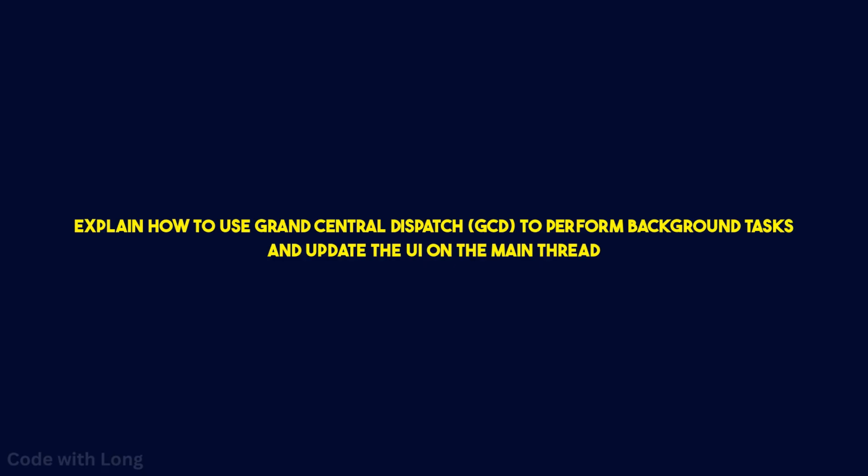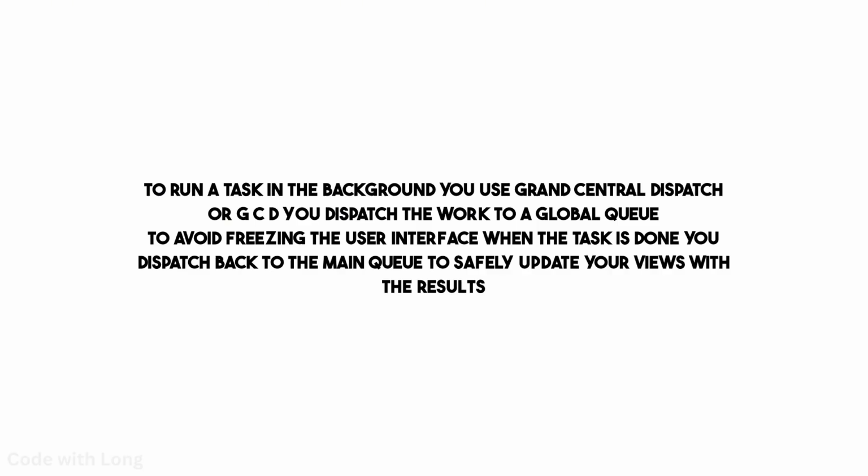Explain how to use Grand Central Dispatch (GCD) to perform background tasks and update the UI on the main thread. To run a task in the background, you use Grand Central Dispatch, or GCD. You dispatch the work to a global queue to avoid freezing the user interface. When the task is done, you dispatch back to the main queue to safely update your views with the results.